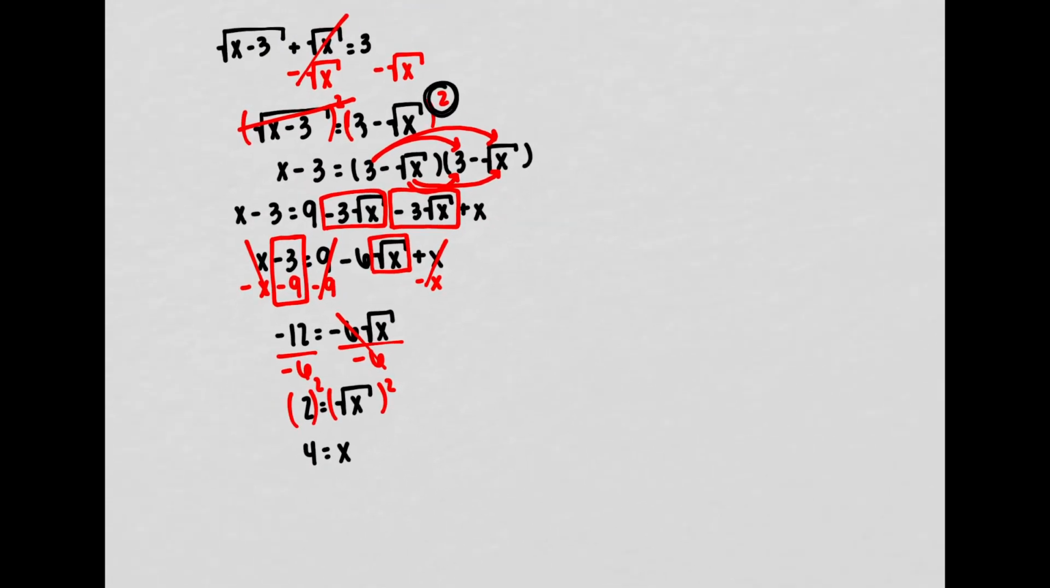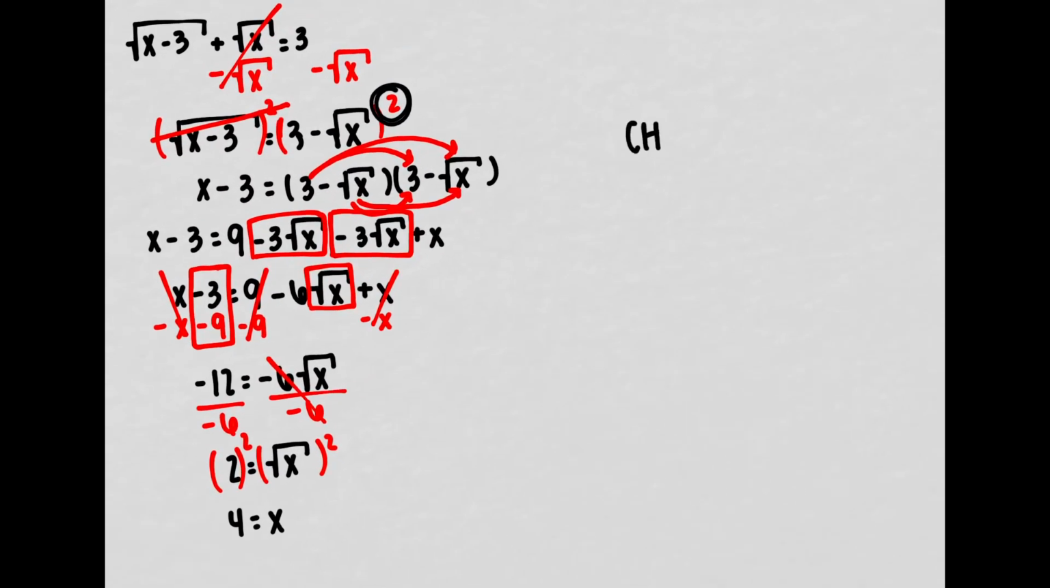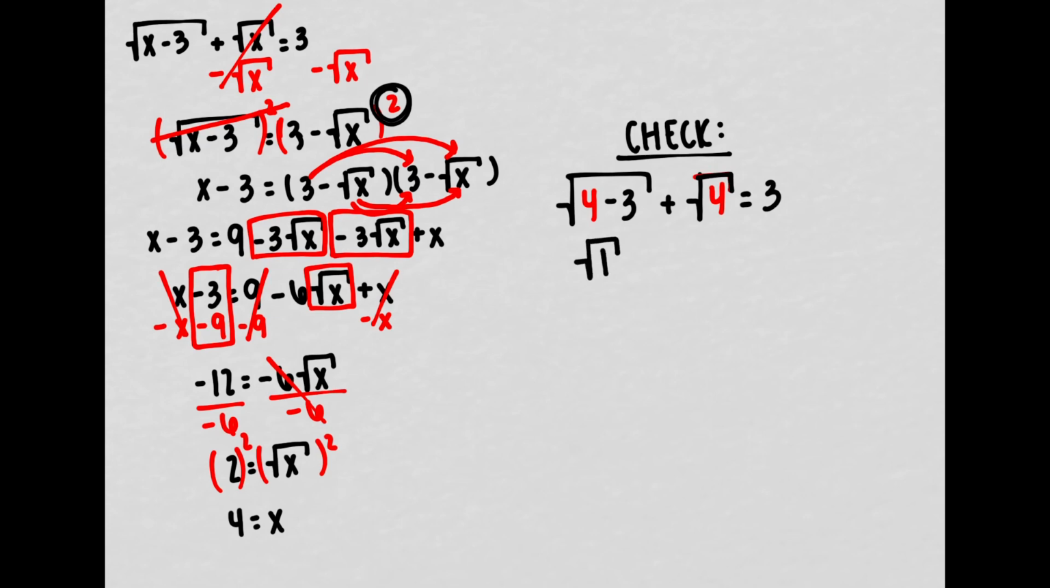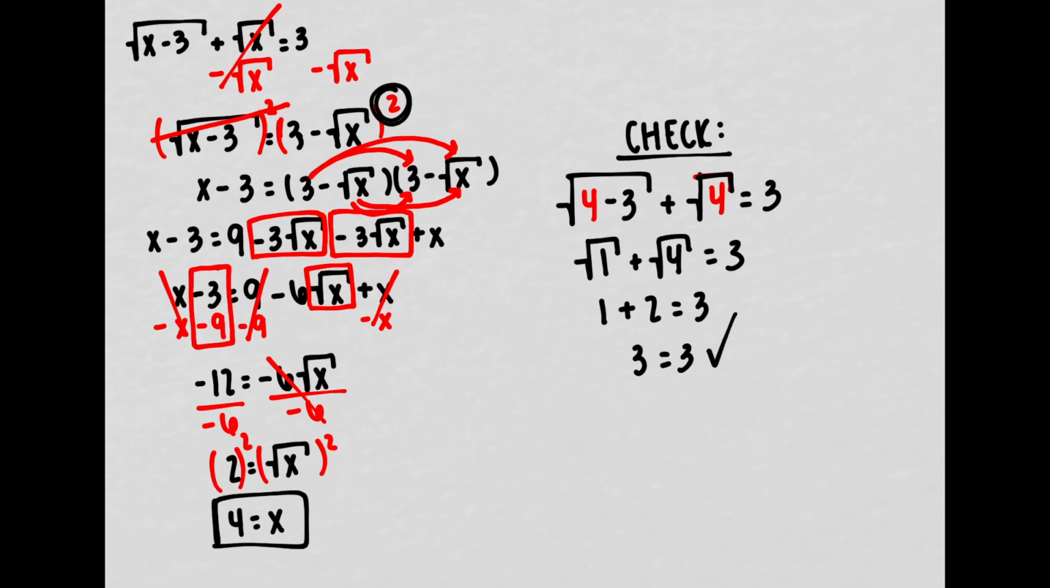So just like all the other problems, you still have to check your answers. And you check that with the original. So I have the square root of x minus 3, so 4 minus 3, plus the square root of, again we have another x, so 4, and it's equal to 3. So I'm going to do the simplifying. 4 minus 3 gives me 1, plus the square root of 4 is equal to 3. The square root of 1 is 1, plus the square root of 4 is 2, still equal to 3. And then finally 1 plus 2 is 3. And 3 does equal 3 in this situation, so 4 equals x, or x equals 4, is our solution.